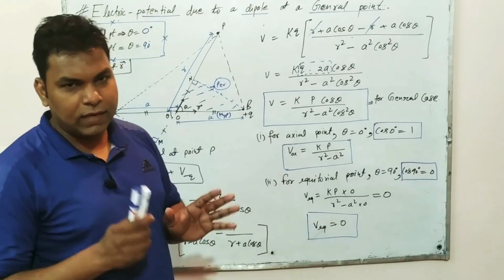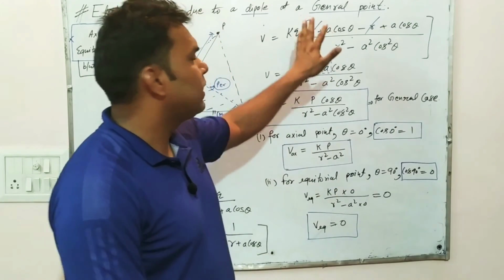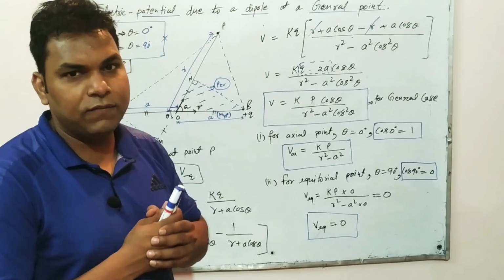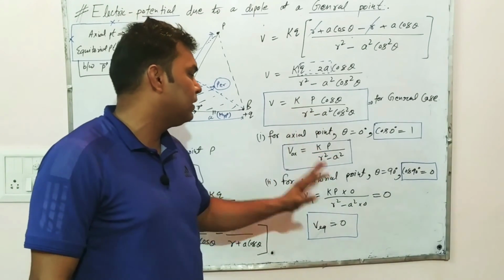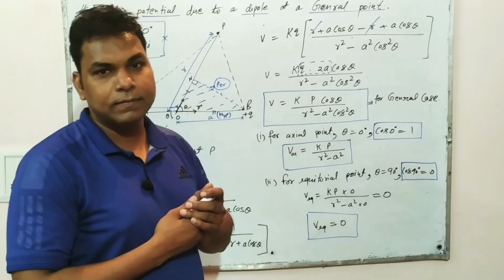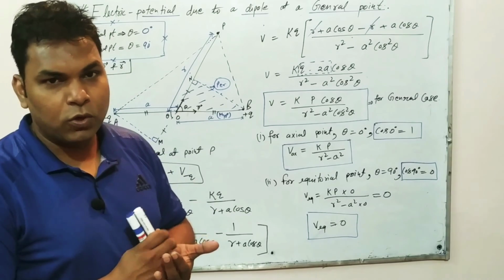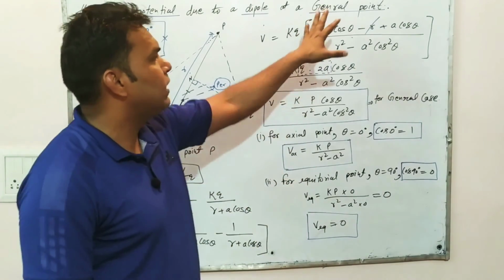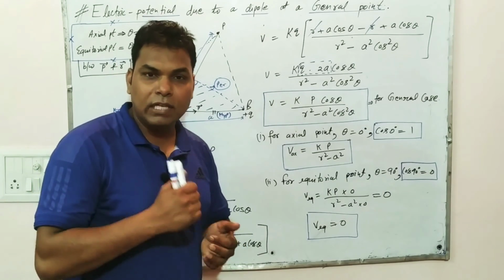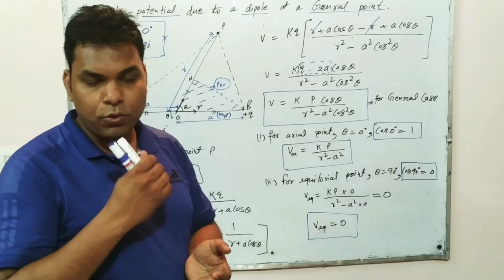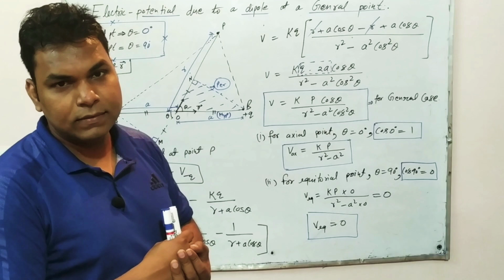So in that way, from the general point we can also calculate the value of the electrostatic potential at the axial point and the equatorial point. So I hope you all understand what is the general point and how we can calculate the value of the electrostatic potential due to a dipole at the general point.